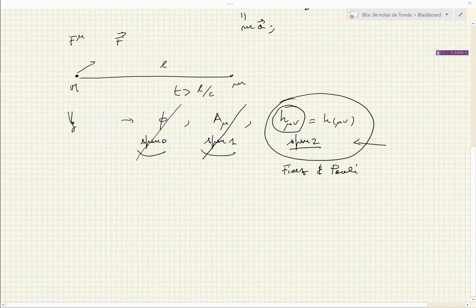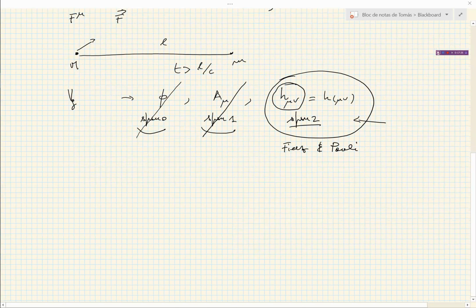Okay, since historically it was the equivalence principle that inspired the path to arrive at general relativity, this is what we will study next. But this is important for you to know.